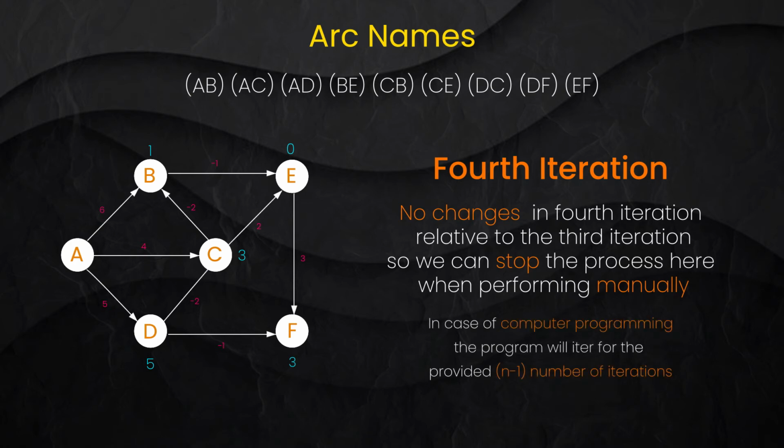But in the case of computer programs, if you represent the iteration number as less than or equal to 5, the computer will iterate 5 times and only then will the program terminate. But while doing it manually, you can terminate the problem here once there are no relevant changes between two different iterations.